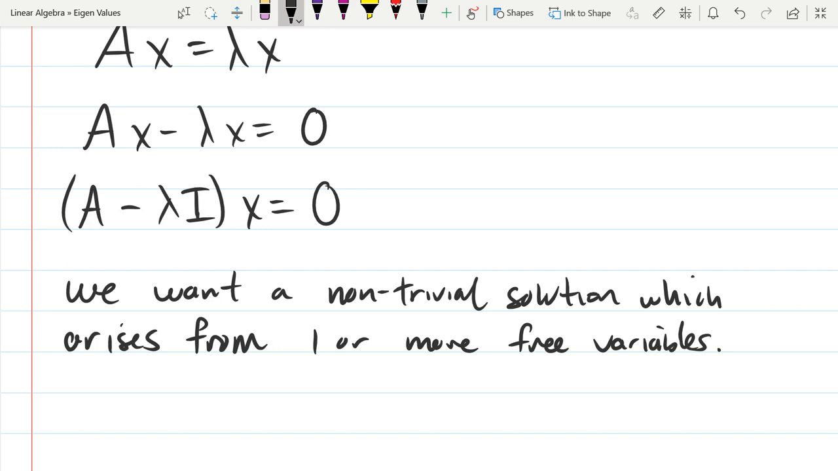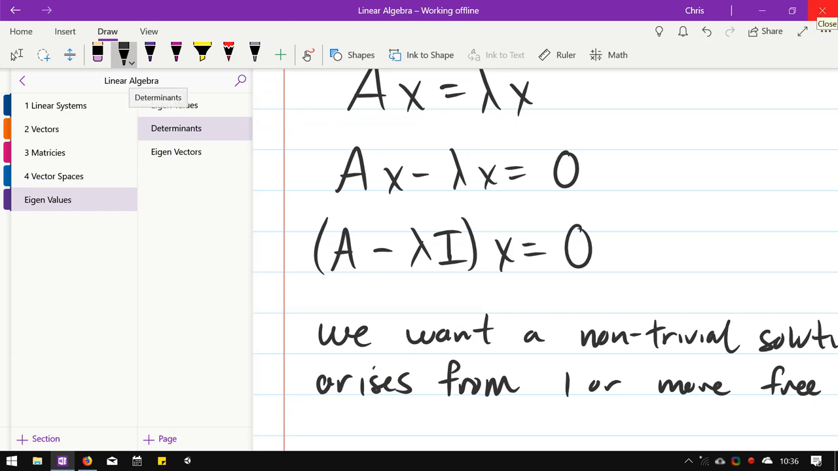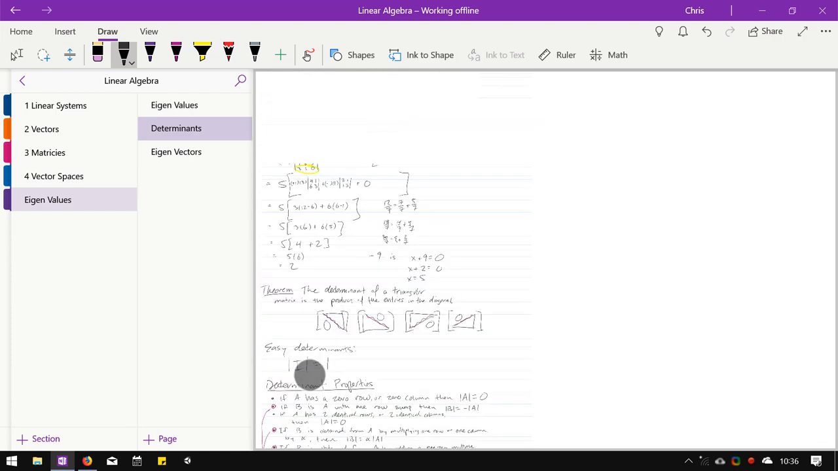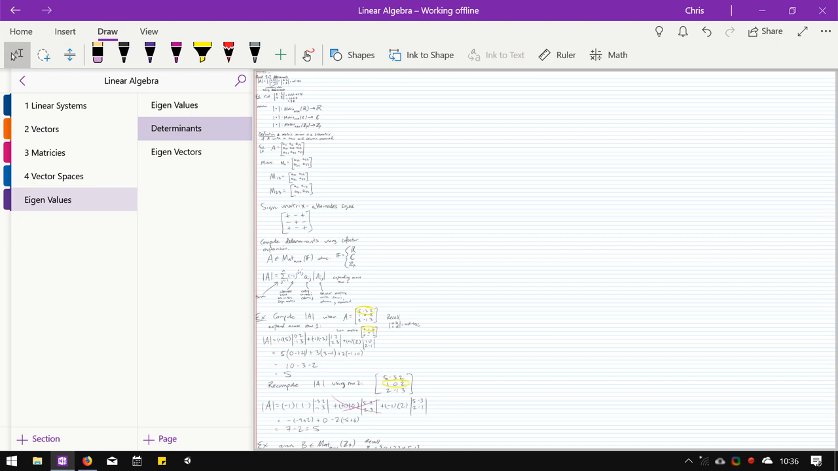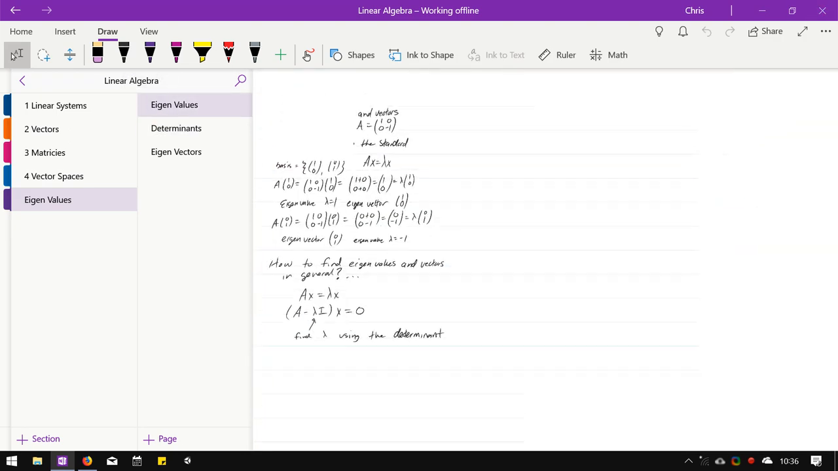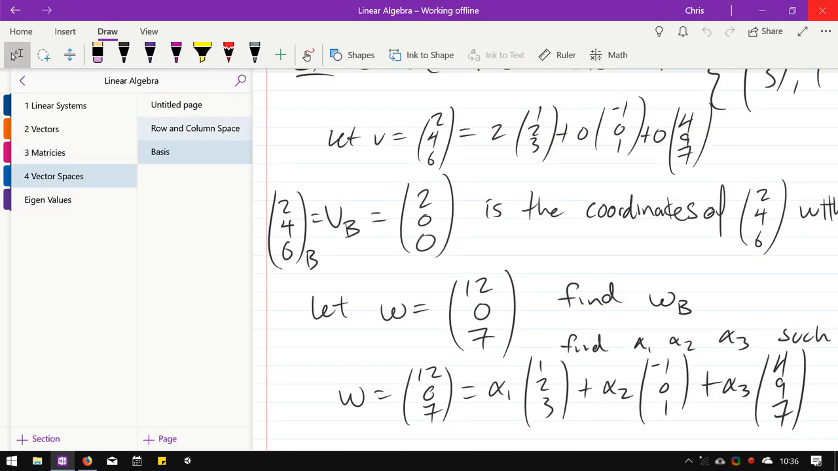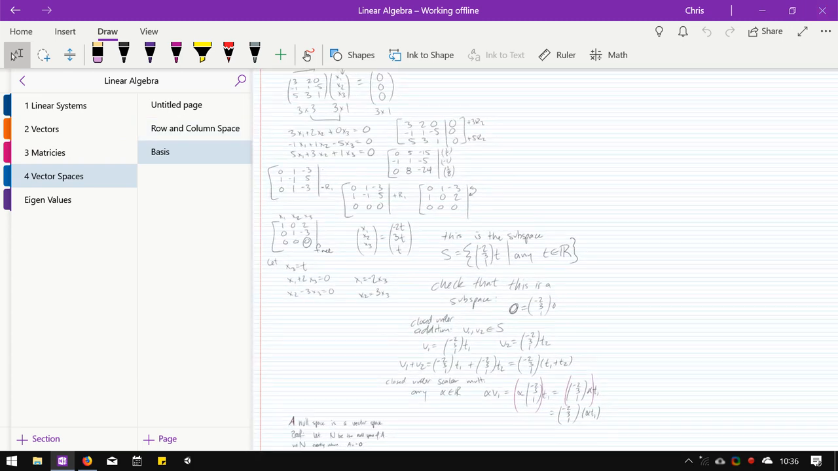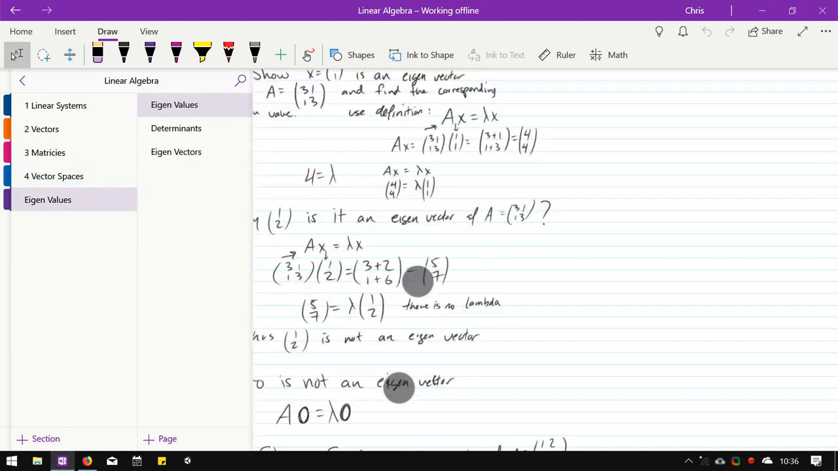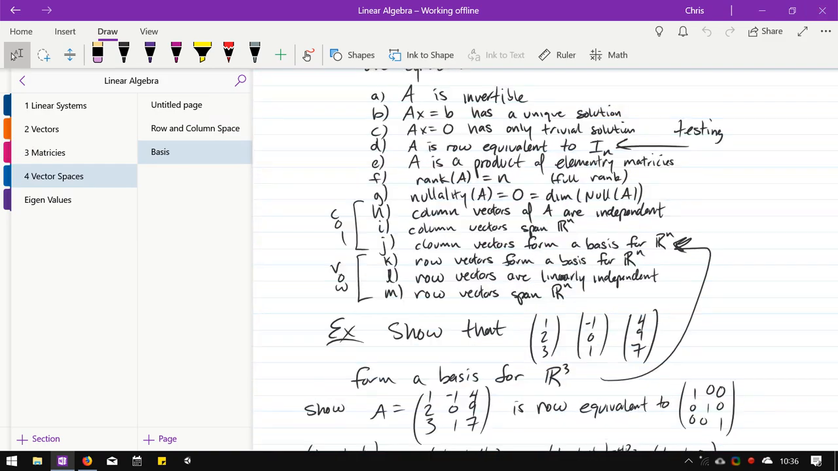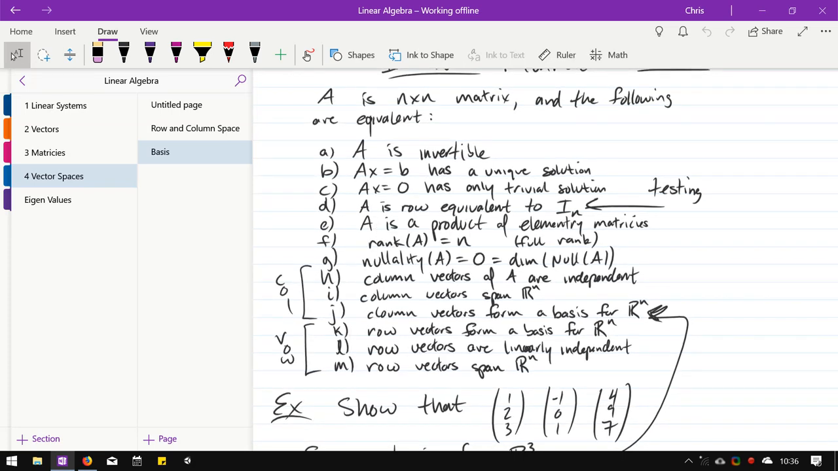So let's think back to that huge theorem on invertible matrices. It probably took up almost a full page in your notes. I'm going to go back to that theorem. Hopefully it's in the determinant section. Let's see. Nope. Nope. Vector spaces. Here we go, fundamental theorem of invertible matrices. Oh no. All right, so all these are equivalent.